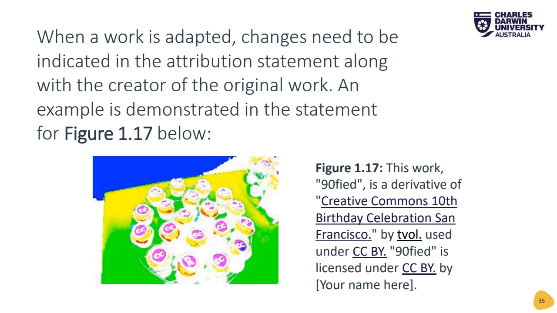So in this case, the actual attribution statement would be: this work, Nightified, is a derivative of Creative Commons 10th Birthday Celebration San Francisco by Tvol, used under CC BY, and Nightified is licensed under CC BY, and then you put your name. So there's two licenses there. There's the one for the original source or image, and there's one that you are using in terms of the adaptation.